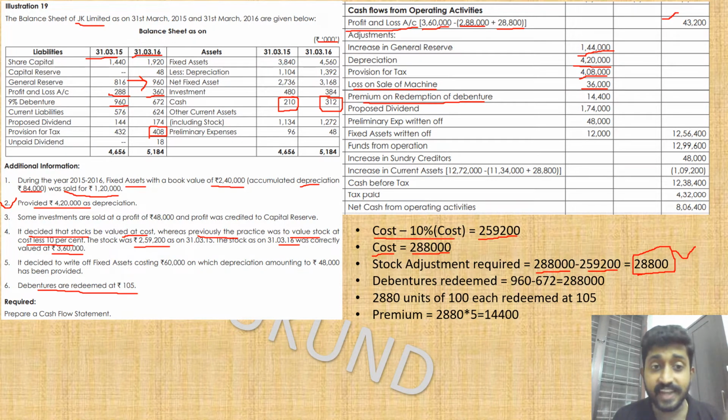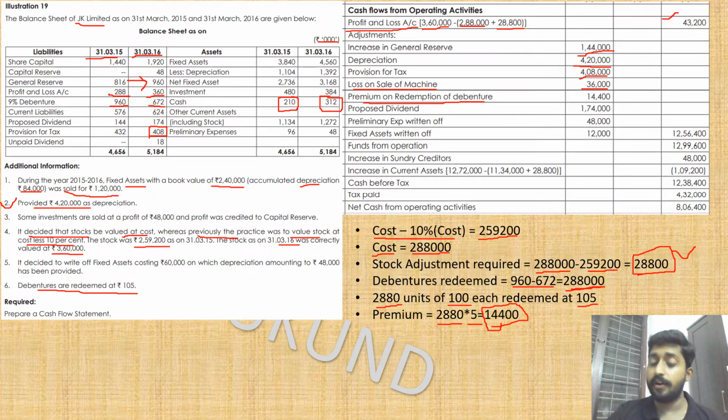Now we will see the debenture. Opening balance is 9,60,000, closing balance is 6,72,000. So 9,60,000 minus 6,72,000, 2,88,000 is the debentures that are redeemed, and these are all 100 rupees per unit. So 2,880 units of 100 each, 2,880 into 100 will give you 2,88,000. Now it is redeemed at 5 rupees premium. So 5 rupees multiplied by 2,880 units will give you 14,400 as the total premium on redemption.